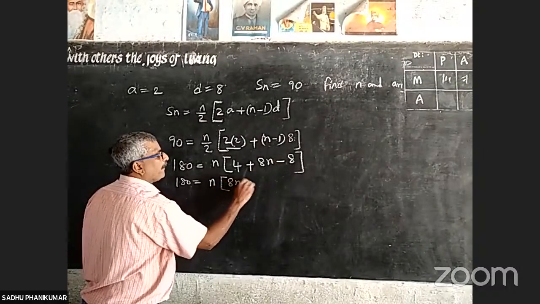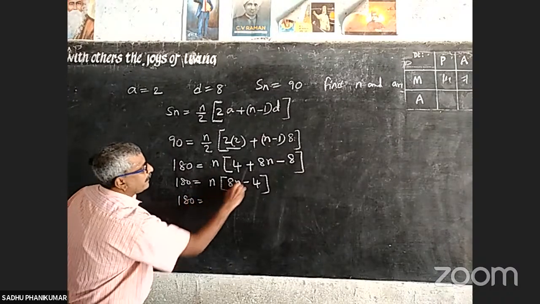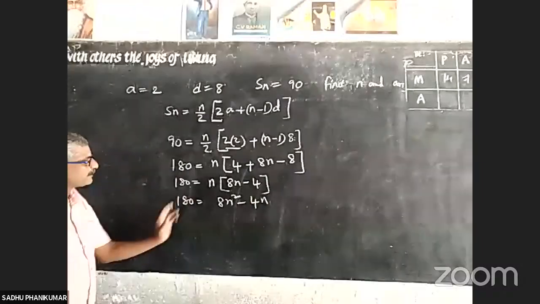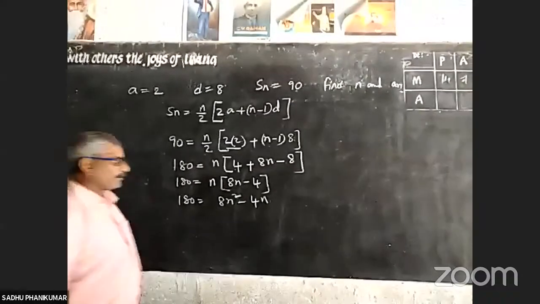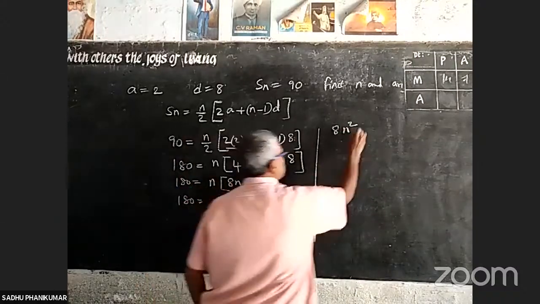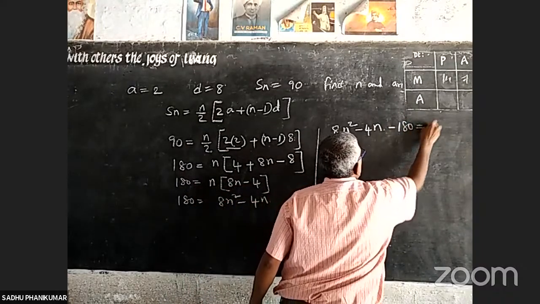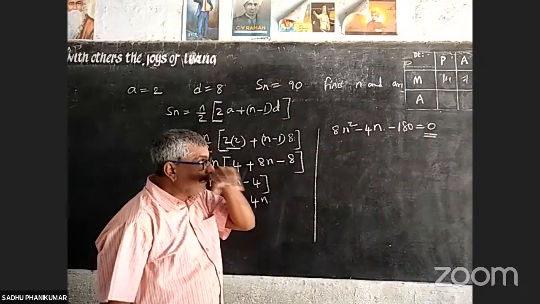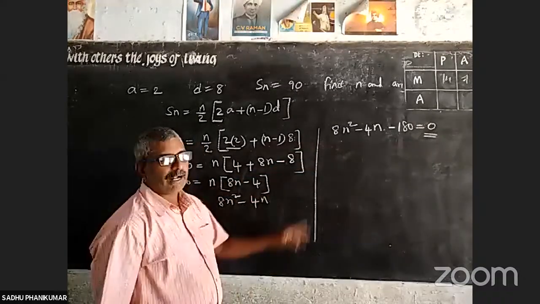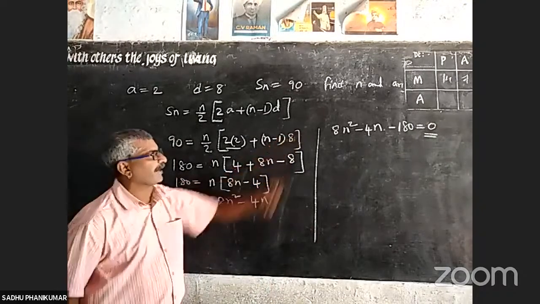So 180 is equal to n into 8n minus 4, that is 8n square minus 4n. Bringing 180 to this side, what will happen? 8n square minus 4n minus 180 is equal to 0. After that you have to solve the remaining part. Find the roots of that one and you will find the value of n. That is in the form of a quadratic equation.